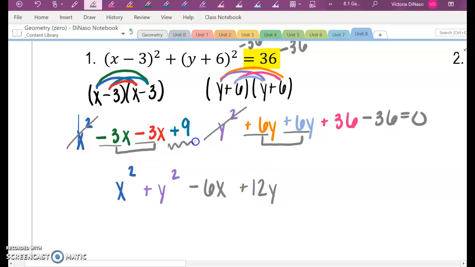And then we've got 3 numbers to combine: 9 plus 36 minus 36. Combine all of them, and you get plus 9. Set it equal to 0. And this is your final answer.